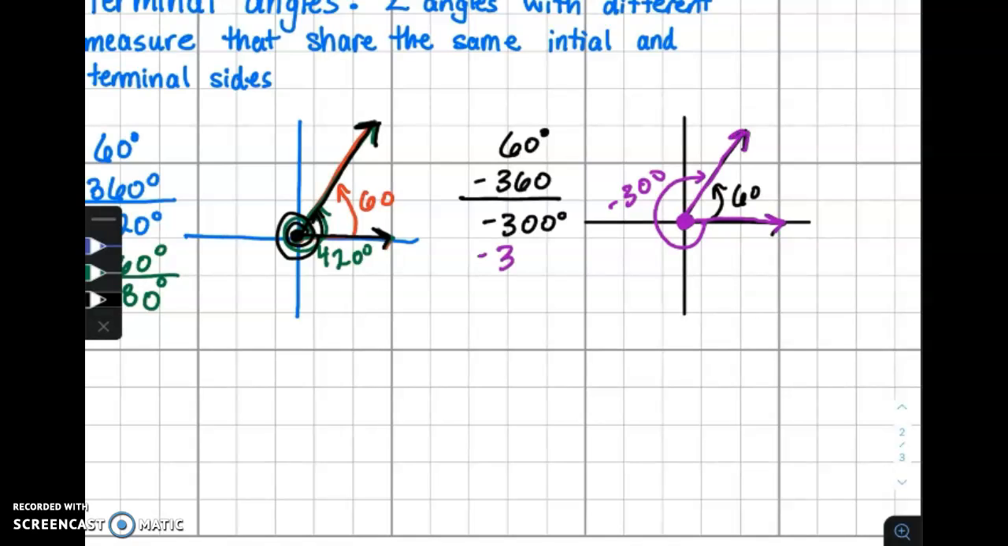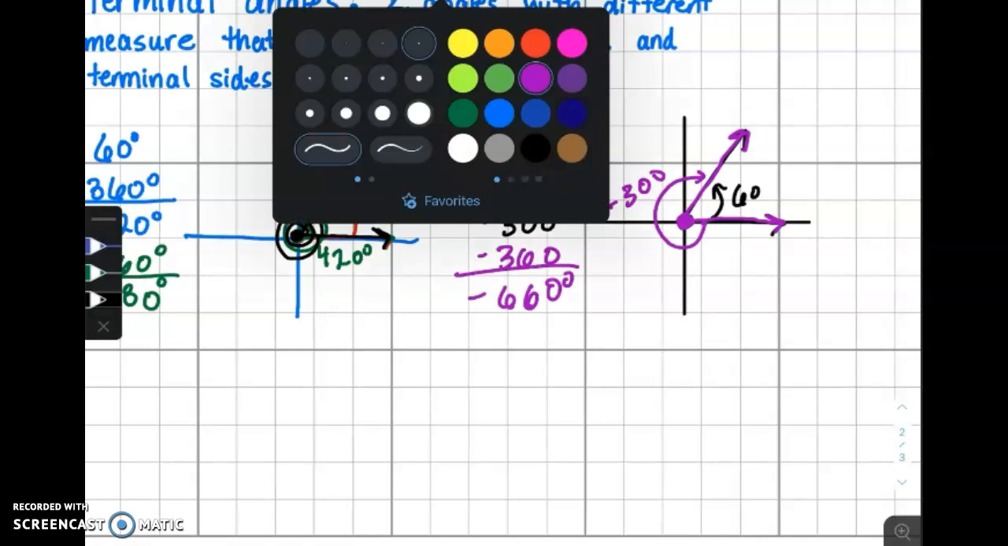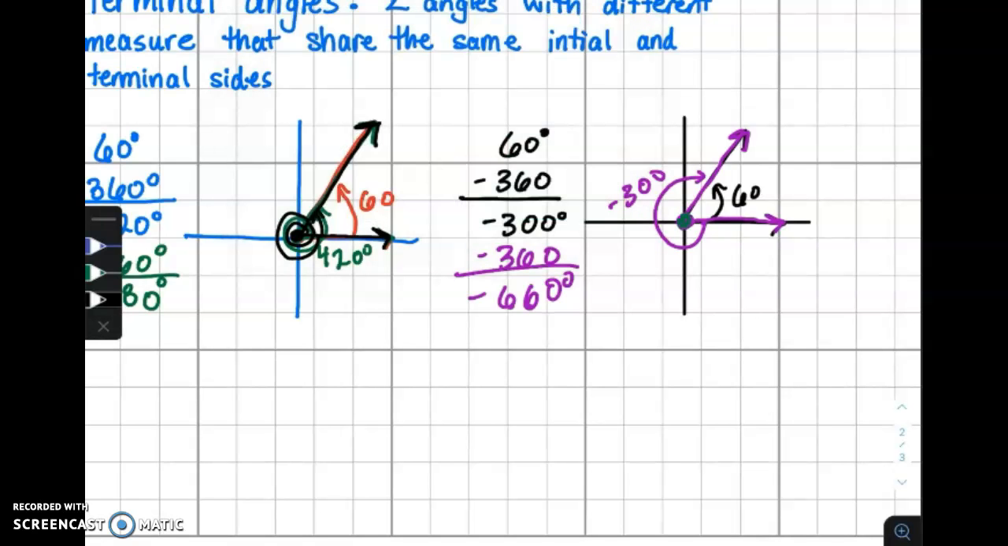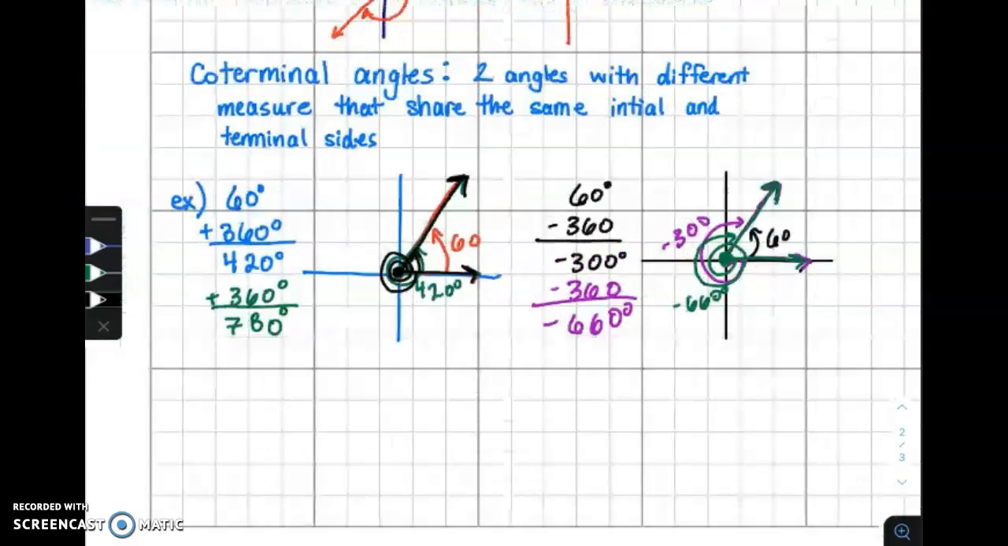I can also subtract 360 again and get another negative coterminal. So that'd be negative 660 degrees. So if I graph that one, that is a vertex at the origin, initial side on positive x. You're going to rotate negative 360 degrees, which is a full circle, and then another negative 360, and then another 300 to get to negative 660, which terminates in the same position. So those are coterminal angles.